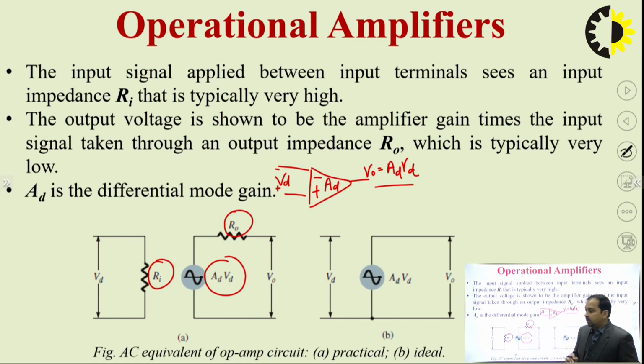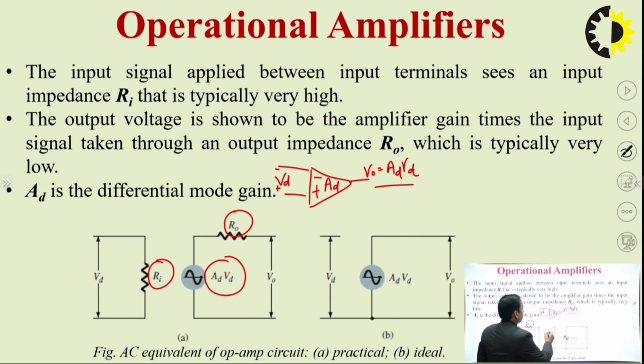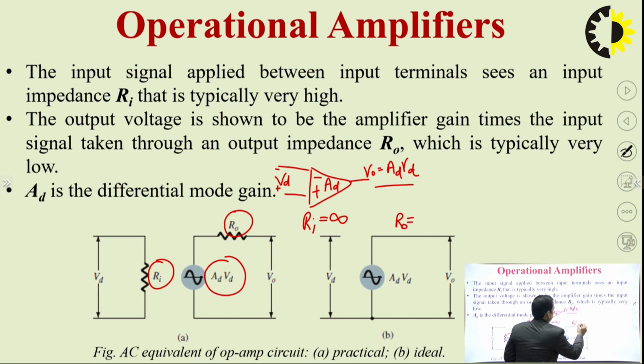Now if we make certain assumptions, like if it is an ideal one, then as per the definition, the op-amp is a very high gain differential amplifier. That means as high as possible, so the input impedance Ri is infinite and the output impedance, which is R0, is 0. If we substitute both Ri equal to infinity and R0 equal to 0, we will have the equivalent circuit for an ideal op-amp.